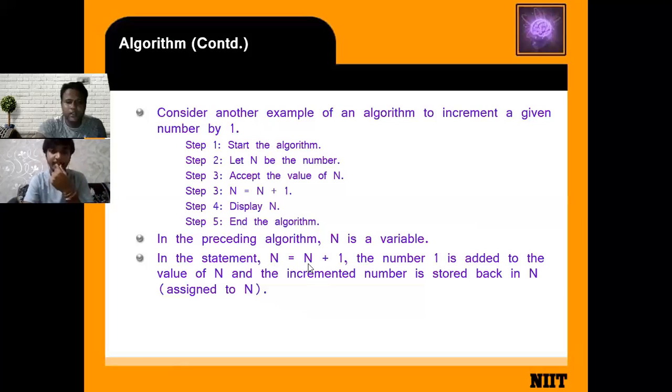So in the preceding algorithm, n is a variable. In the statement n equals n plus 1, the number 1 is added to the value of n and the incremented number is stored back in n.